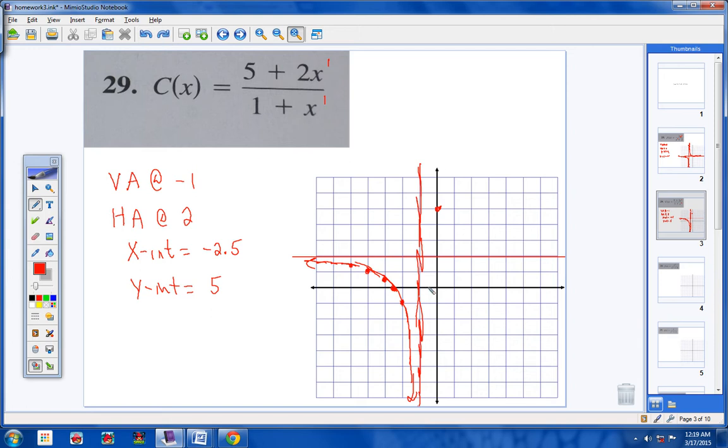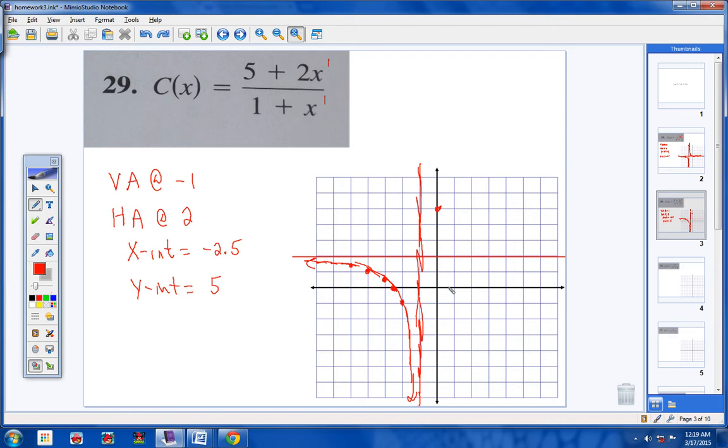Now let's go to the right of the vertical asymptote. So we have numbers. Let's go ahead and put negative 0.9 in. Let's get real close to that asymptote real quick here. So negative 0.9 gives you out 32. So at negative 0.9 we're way up here, okay? Then using your table of values, at 0 we are at 5.